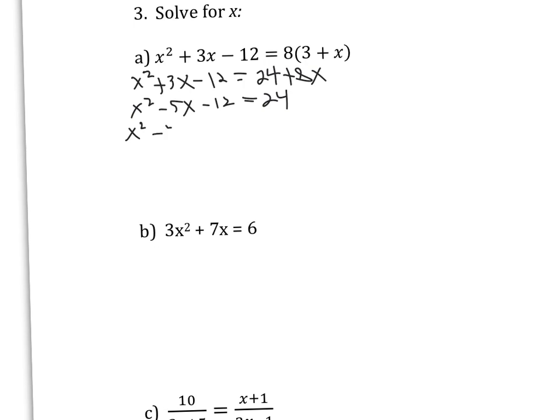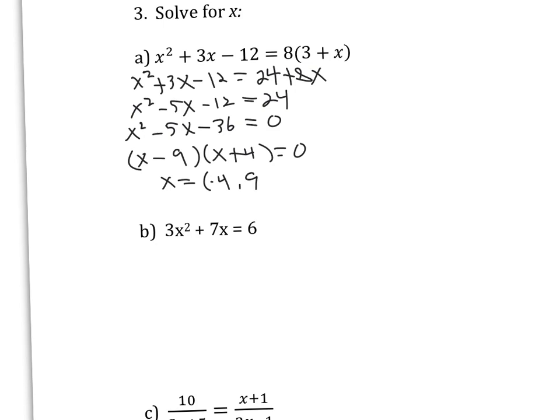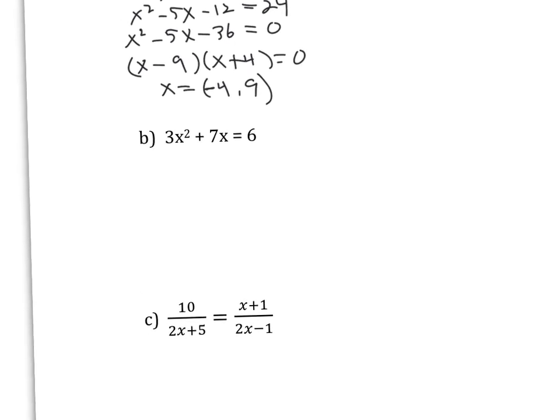We'll subtract again, we'll subtract 24 now. X squared minus 5x minus 36 is equal to 0. Now we want two numbers that multiply to negative 36 and add to negative 5, and that's going to give us x minus 9 times x plus 4, all equal to 0. So x is equal to negative 4 or 9. Negative 4 and 9.